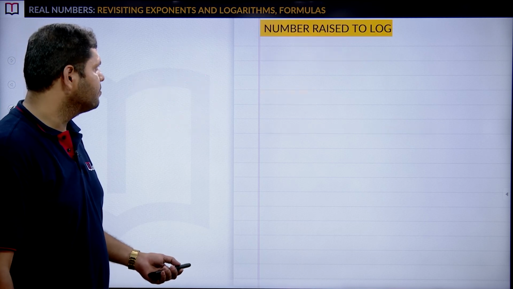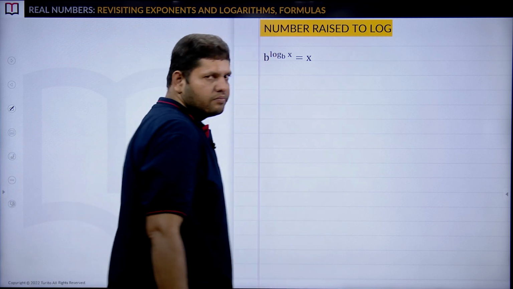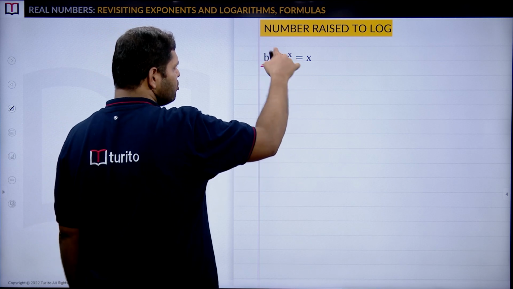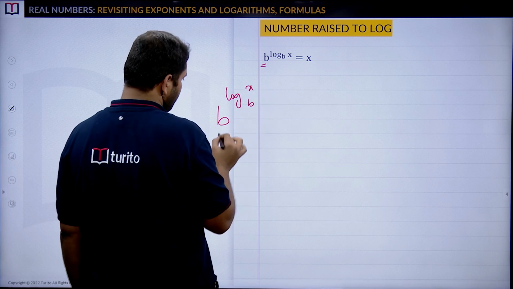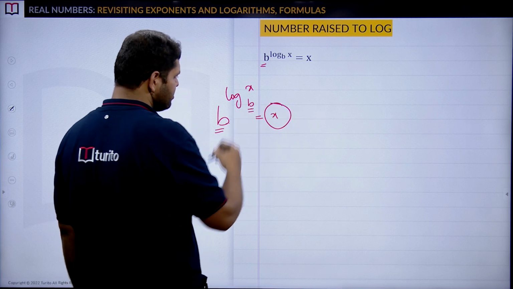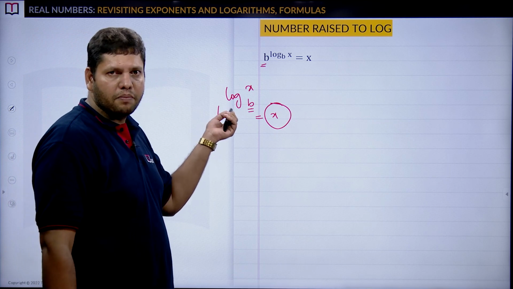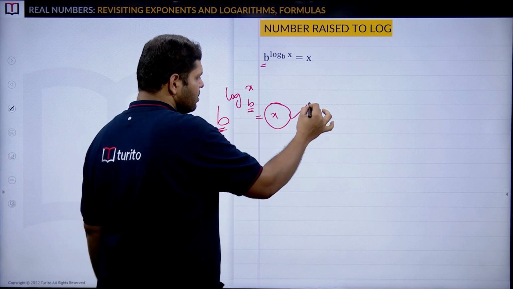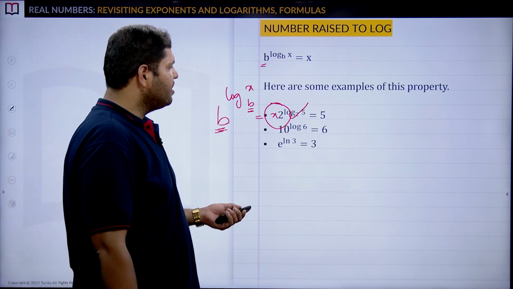Okay. Next one. What is this? The number raised to log. It's very simple, children. Here the base is B. How can we write it, children? B to the power of log X with base B. Here base B and here also base B. So both are equal. Then directly we can write the answer is X. The main base is B and the base of the log is also B. So base B and base B are equal, so directly we can say the answer is X. Children, look at one example here.